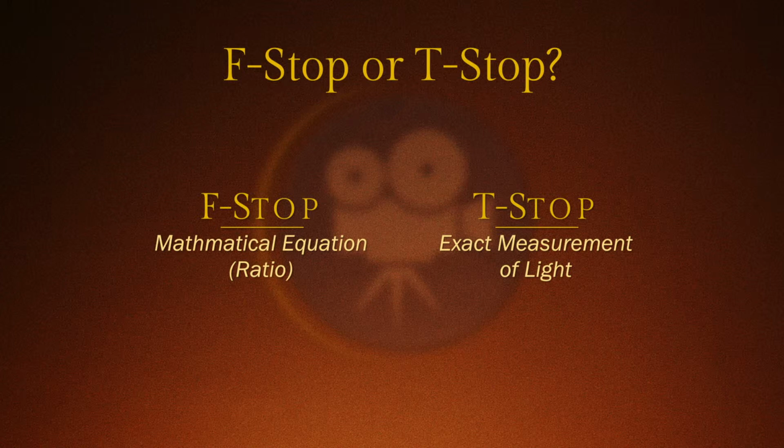Because f-stops are a ratio and not a measurement, there can be slight variations in exposure levels when you're using an f-stop. If you want everything to match perfectly in exposure levels, then you'll want to use lenses that have been calibrated in t-stops, since that's an exact measurement of how much light is getting through that lens.